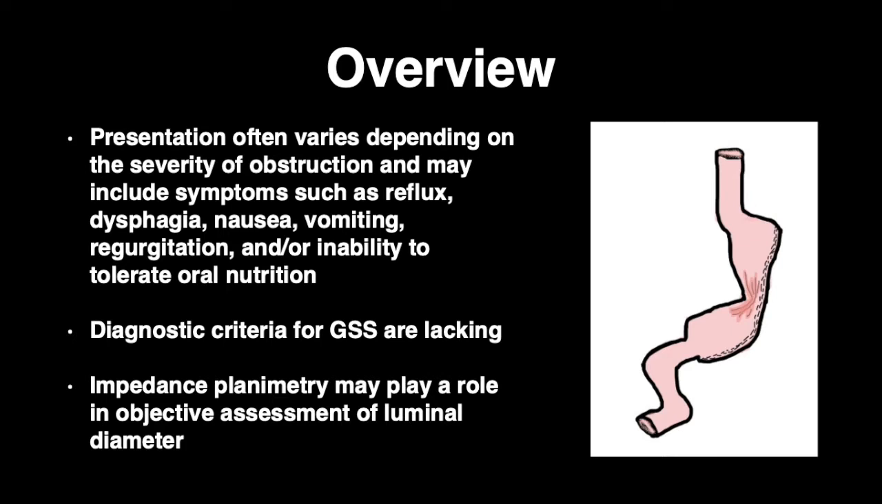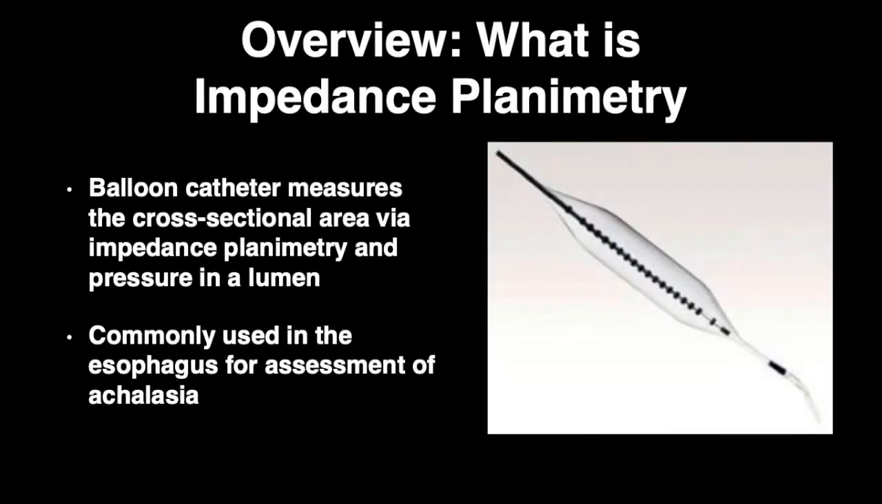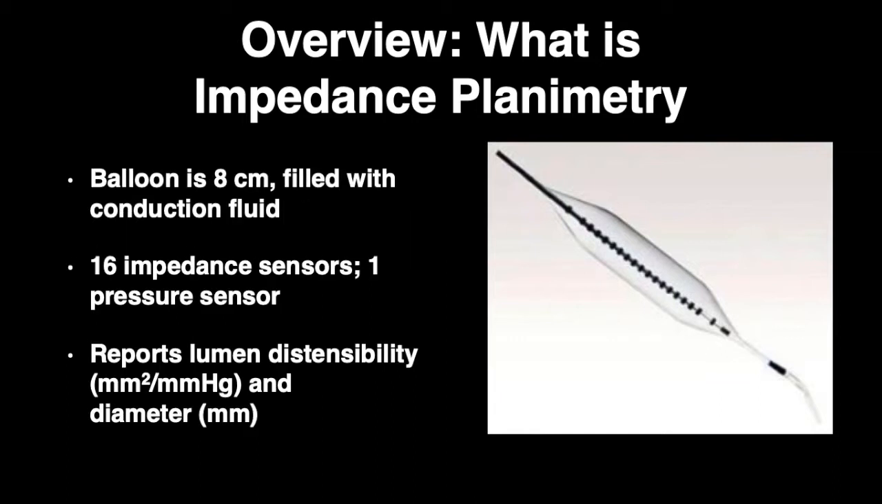Diagnostic criteria for GSS are lacking. Impedance planimetry may play a role in objective assessment of luminal diameter. The impedance planimetry system contains a balloon catheter that measures the cross-sectional area and pressure in a lumen. It is commonly used in the esophagus for assessment of achalasia. The balloon is 8 centimeters in length and filled with conduction fluid. It has 16 impedance sensors and 1 pressure sensor. The impedance planimetry system reports lumen distensibility and diameter.